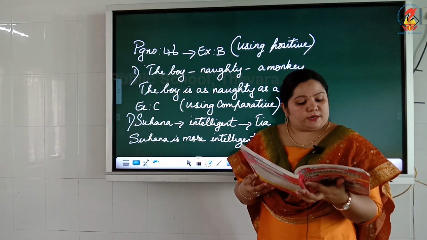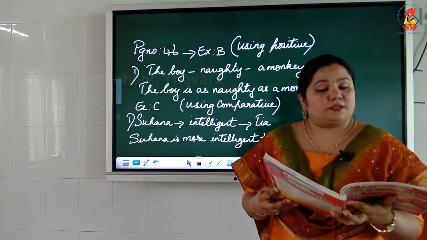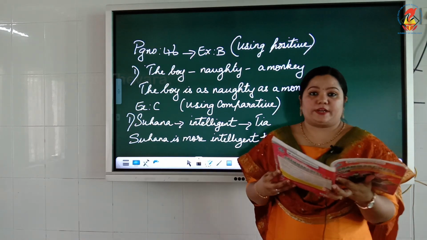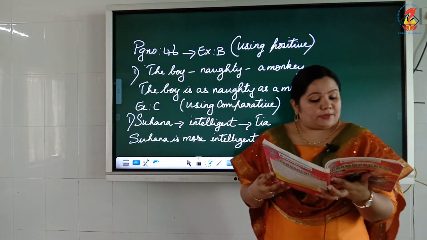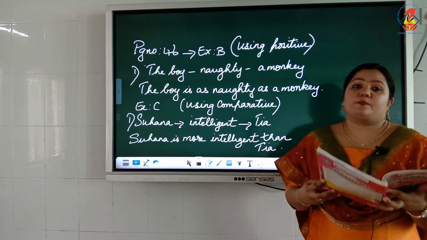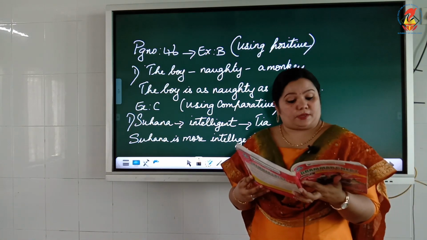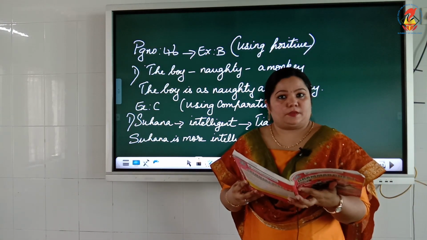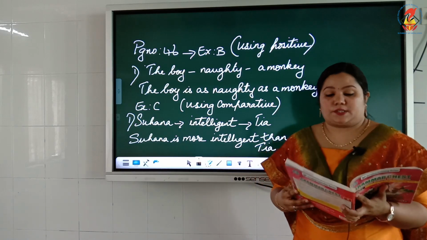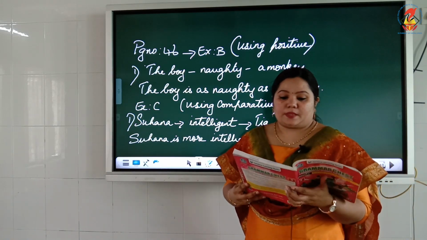Okay, the third one, air journey, comfortable, train journey. So how do we write that? We will write air journey is more comfortable than train journey. Similarly, the other ones you are expected to write it.